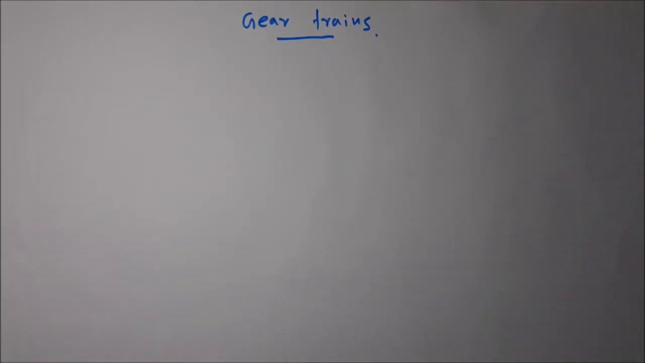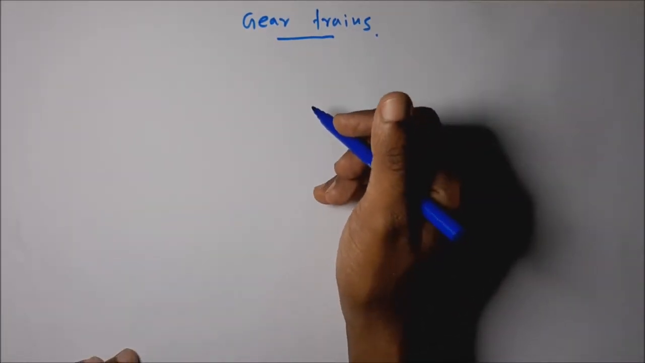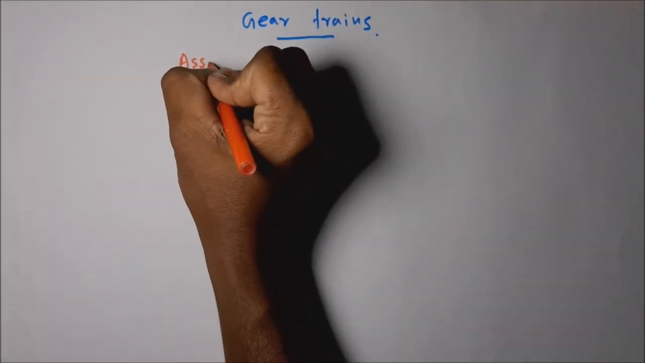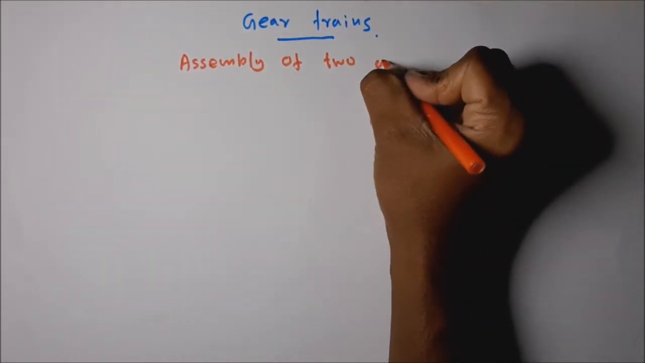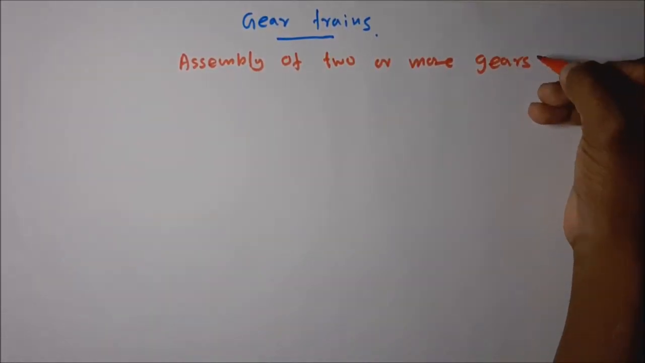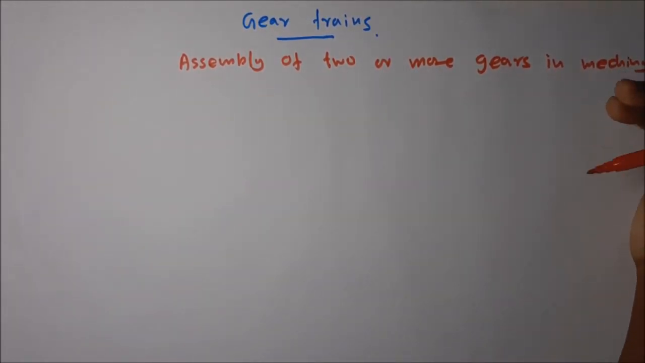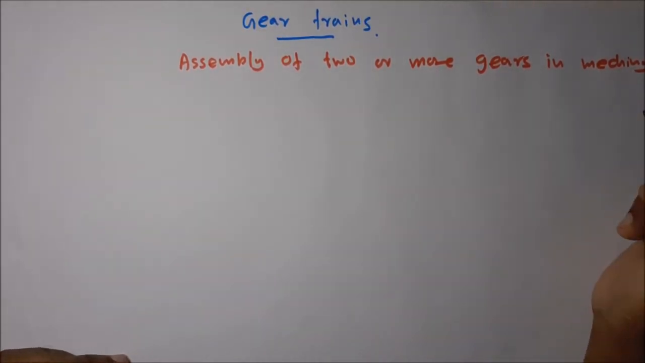Gear trains. The assembly of two or more gears in mesh in a machine is called a gear train. Here, "mesh" means the gears are in contact. The word we are using is "mesh". The assembly of two or more gears in mesh is called a gear train.